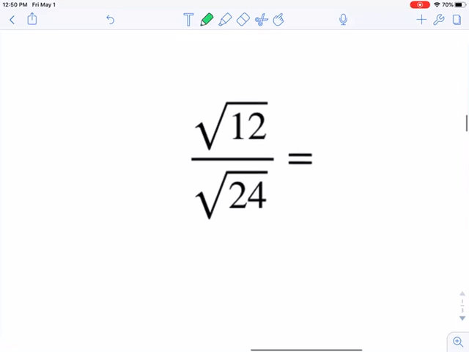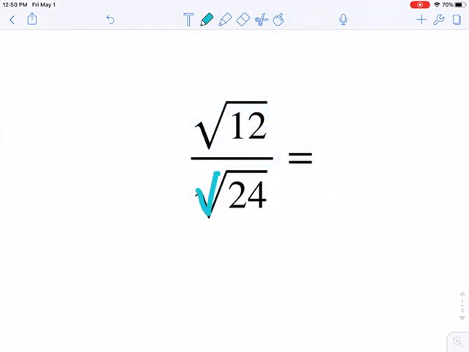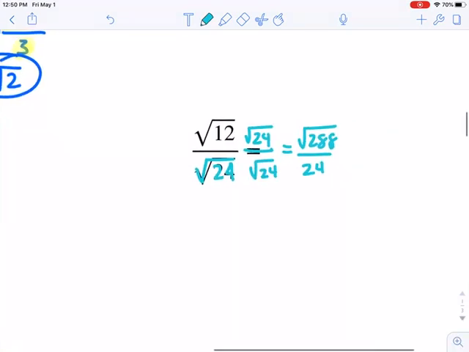And last problem. Again, a bunch of ways to do this. I'm going to use the brute force method, just do the same thing. Pick the square root of 24, multiply both top and bottom by it. I'm going to get the square root of 288 over 24. All right, now like we can dissect this. Let's just focus on the square root of 288.